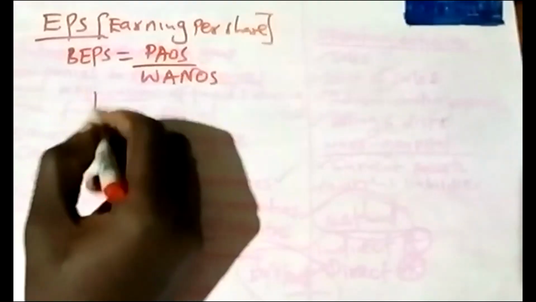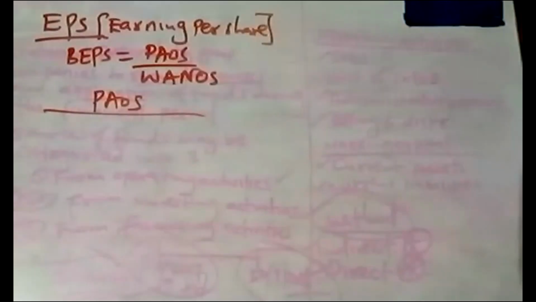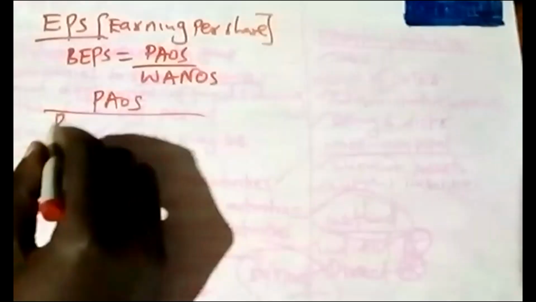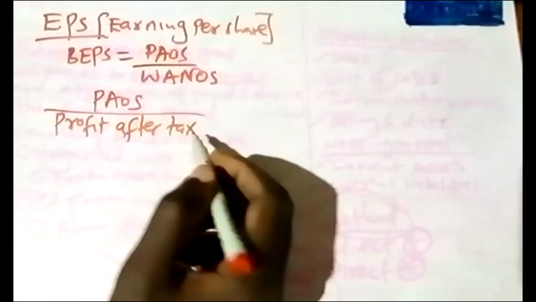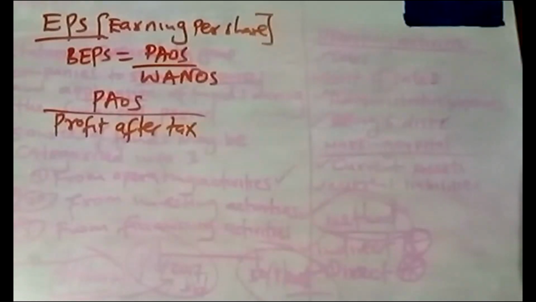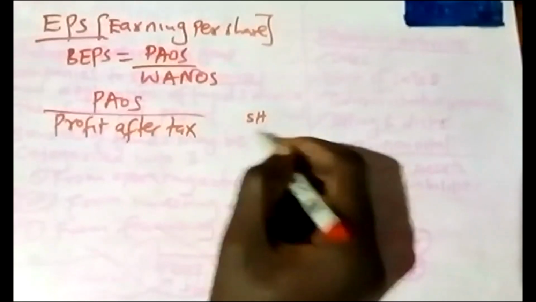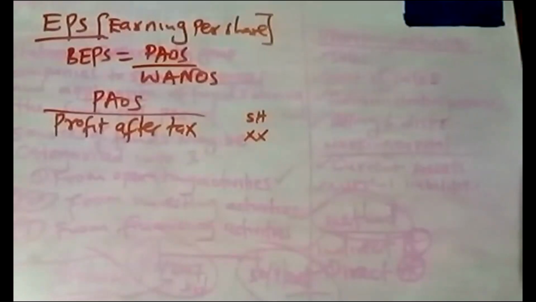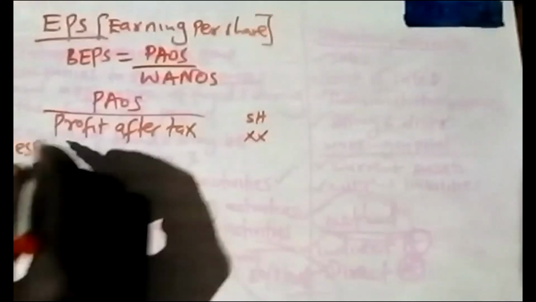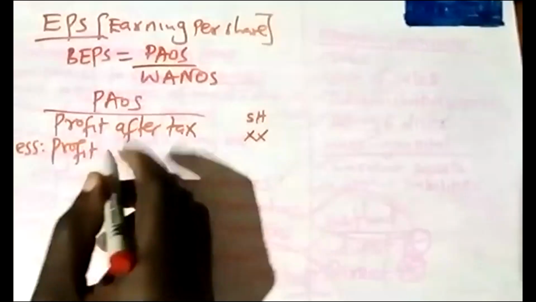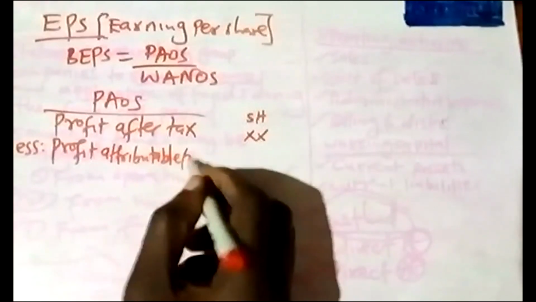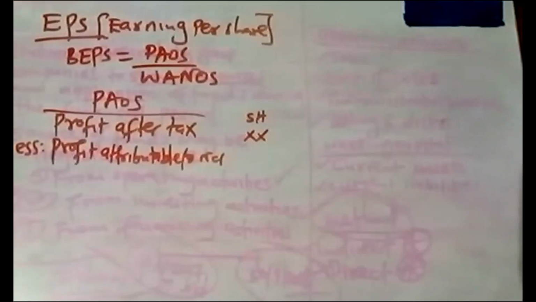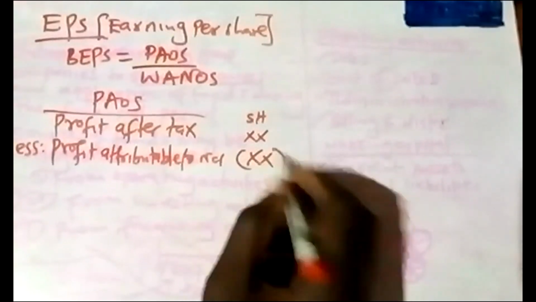Of which, what you need to know about powers: you start from the profit after tax. Sometimes they call it net income. After the profit after tax, you have to subtract profit attributable to NCI. NCI, these are minority shareholders.